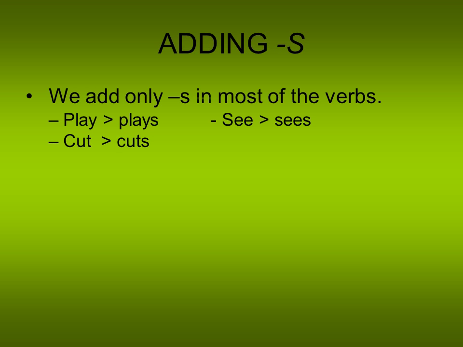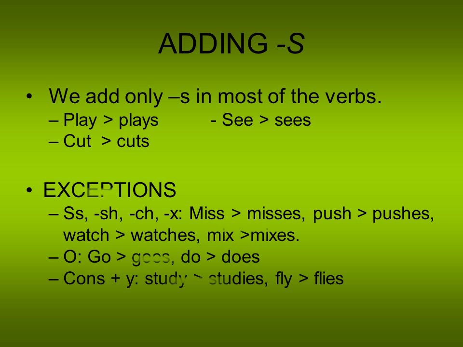How do we add s to a verb? In most of the cases, we only have to add an s at the end, as in plays or cats or sees. The exceptions that we have are the ones where the verb ends in an s sound, as in miss or push.